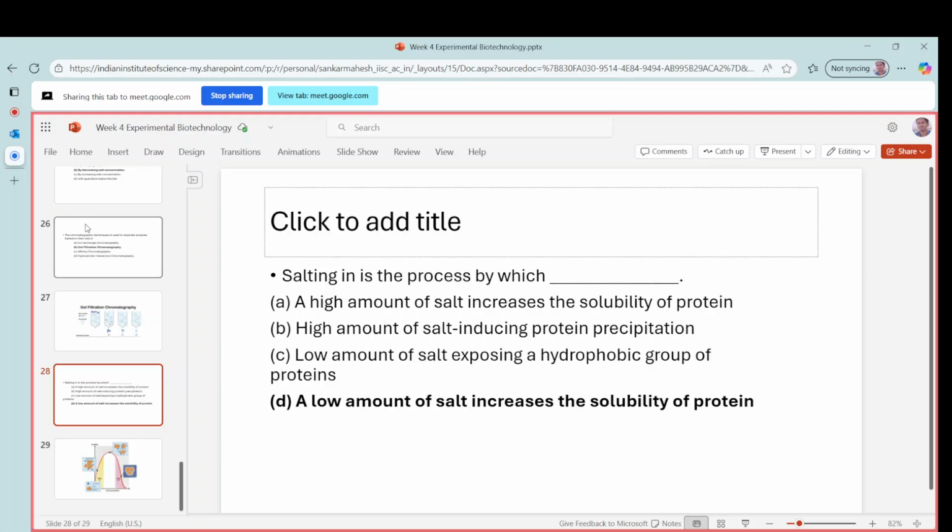Finally, the last question is, salting in is the process by which dash: a high amount of salt increases the solubility of protein, a high amount of salt inducing protein precipitation, a low amount of salt exposing a hydrophobic group of proteins, a low amount of salt increases the solubility of the protein. So to answer this, we need to understand what happens with different concentrations of salt and how the salt changes the physical properties.